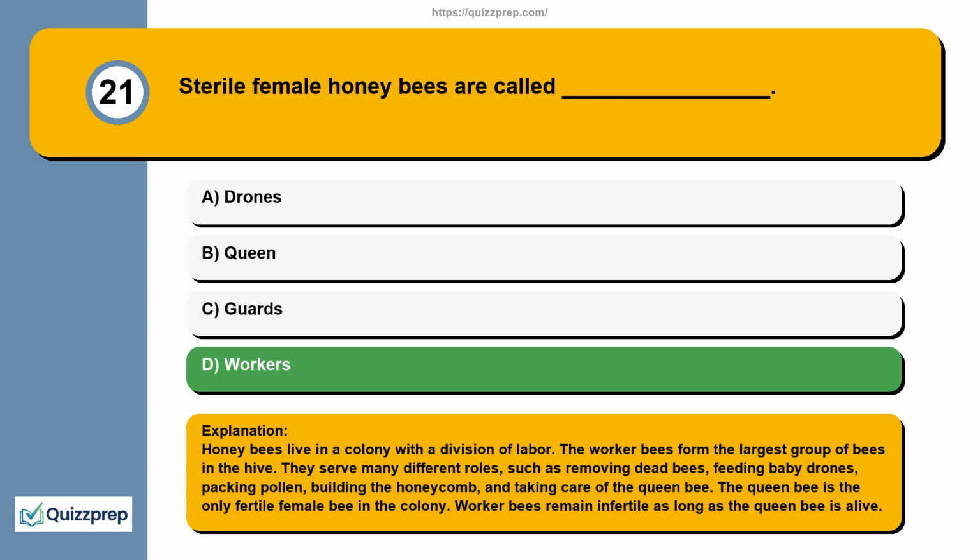The queen bee is the only fertile female bee in the colony. Worker bees remain infertile as long as the queen bee is alive.